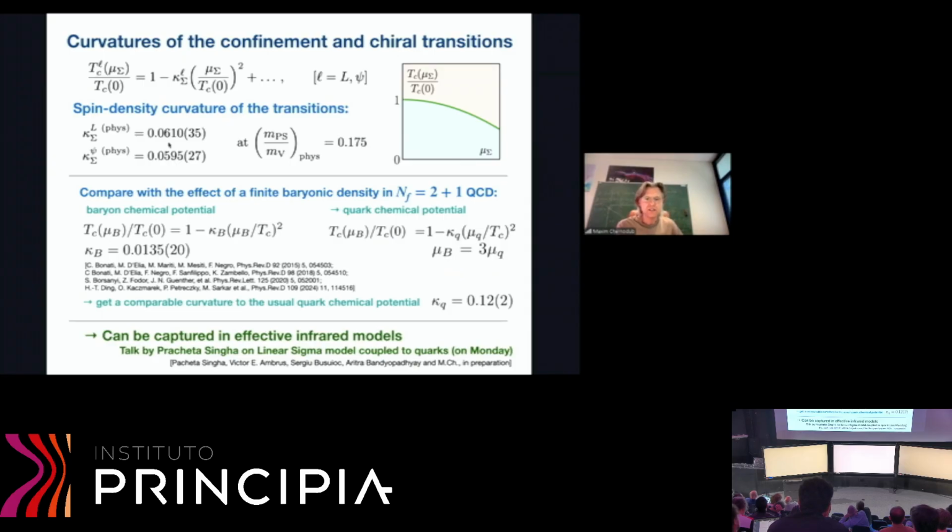And I would like to say that this behavior can be captured in an effective infrared model. We had a talk on Monday by Pracheta Sinha about the fact that one can find this behavior in the linear sigma model, and moreover, one can extrapolate it to higher spin potentials. In our case, we consider only behavior very close to zero spin potential, an unpolarized case. But those models allow us to extrapolate further and predict, for example, the existence of some critical endpoints and a first order phase transition as well, which we cannot capture so far.